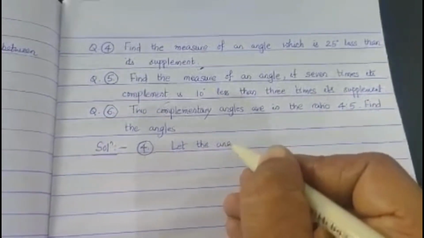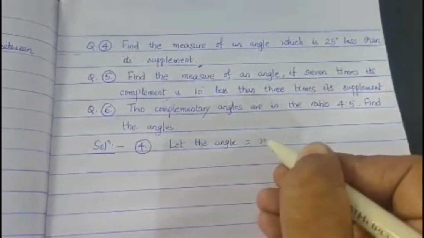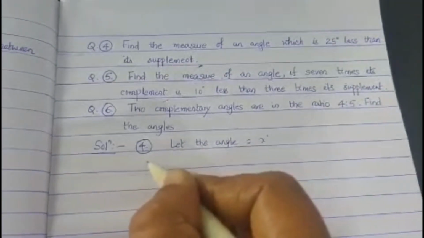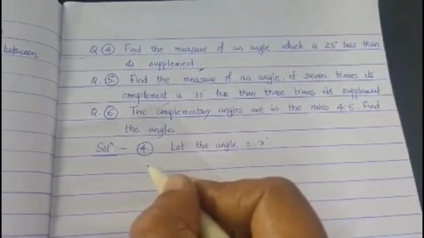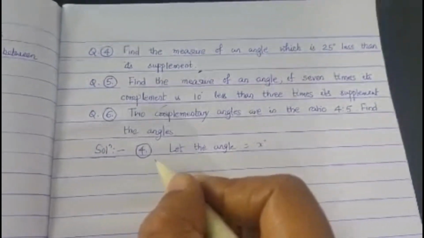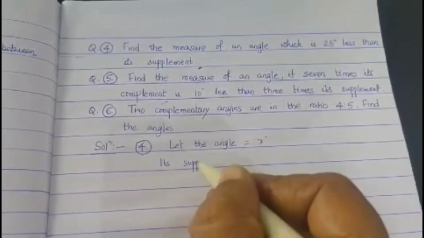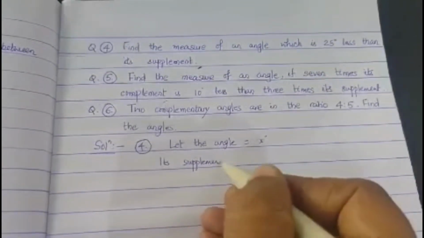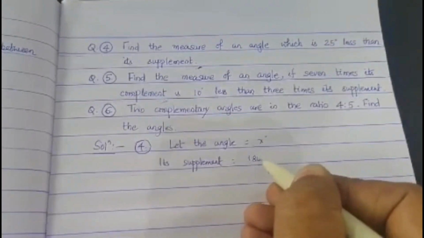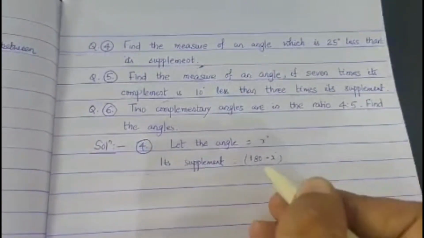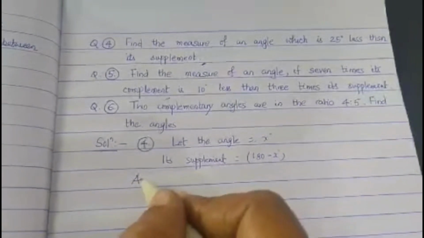Let the angle equal x degree. So as per the given information, it is 25 degree less than its supplement. First of all, write its supplement: its supplement is equal to 180 minus x.